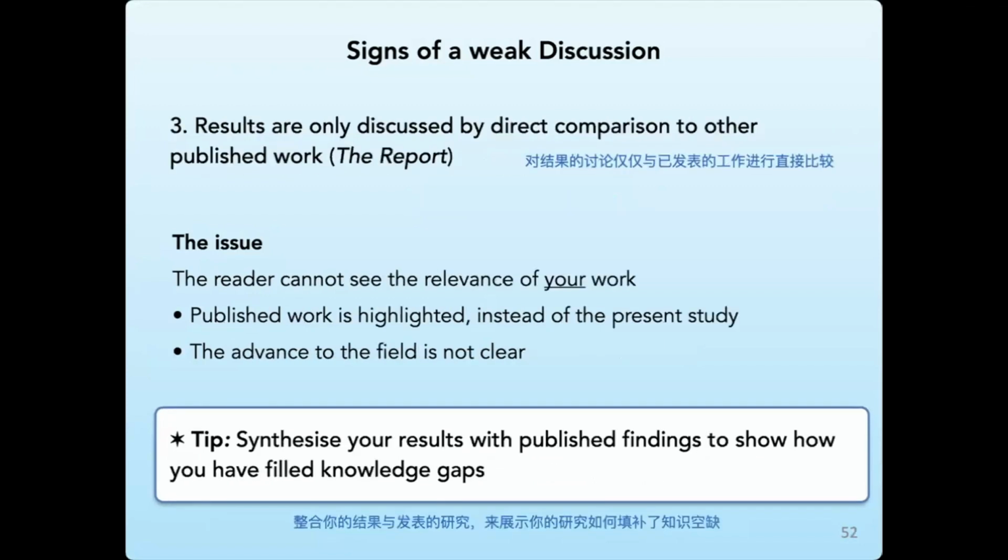The third sign of a weak discussion, and this is another one I see especially in early career researchers, is that the results are only discussed by direct comparison to other published work. Of course, it's important that we acknowledge previous work, and we must acknowledge previous work. We must also say clearly if other people have found similar results, for example, in a different ecosystem. This is very important to interpret our own work.